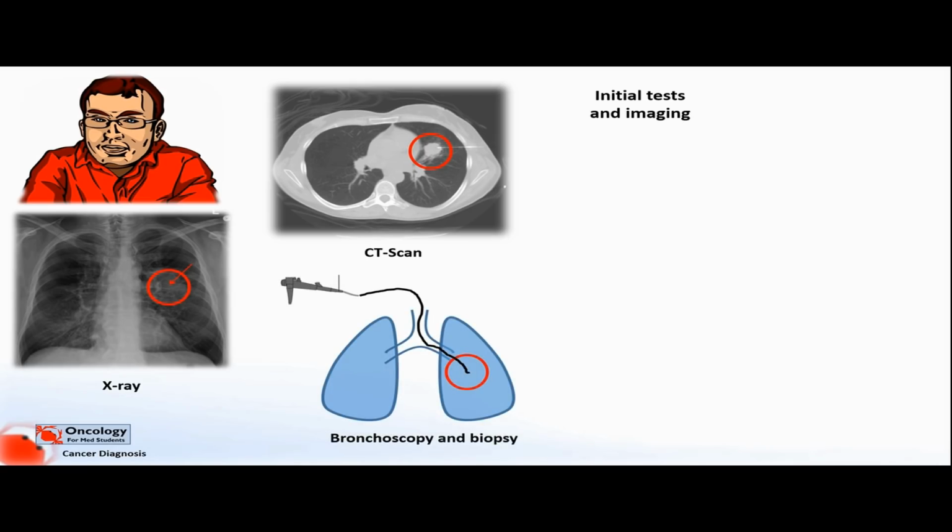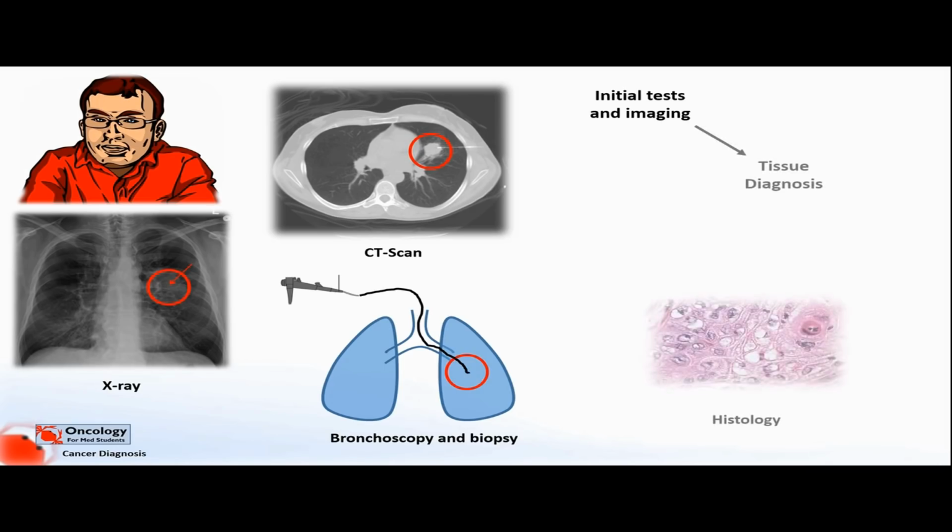The sample which is taken is then sent to the lab, where a specialist doctor called a histopathologist looks at the sample to see if there are any cancer cells present. Unfortunately, in this gentleman's case, the histopathologist has confirmed that he has a squamous cell carcinoma, a type of cancer, in his left lung.